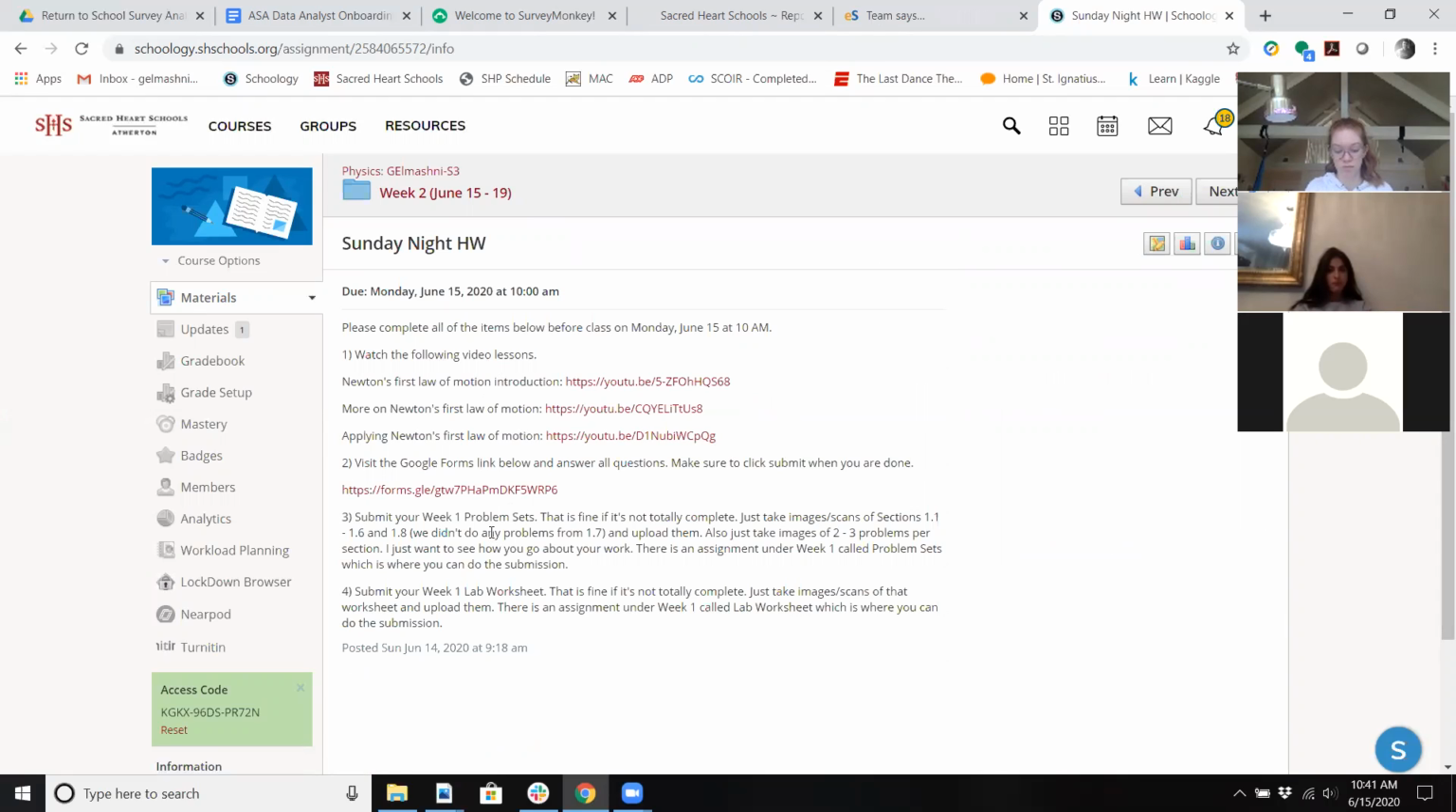And again, don't worry if you didn't get all of them done. Just show me a picture of a couple problems per section. And we didn't do 1/7, so basically, you could send a few images of all that, and I'll just take a look at it. And in the lab 1 worksheet, we didn't do all that either. Just show me what you got. That's fine. We'll be more formal with the labs this week.